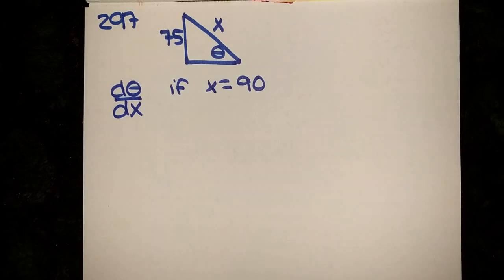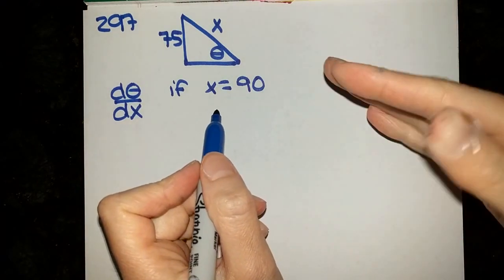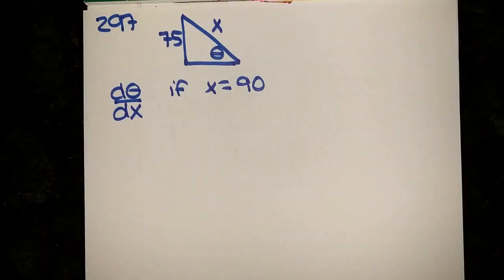So the situation here is that x is changing. So at the very end, after we differentiate, we can plug in x is equal to 90, but we can't plug in x is equal to 90 quite yet because it's going to be changing and it's not going to be 90 the entire time.